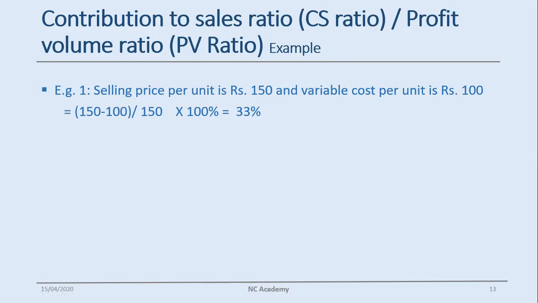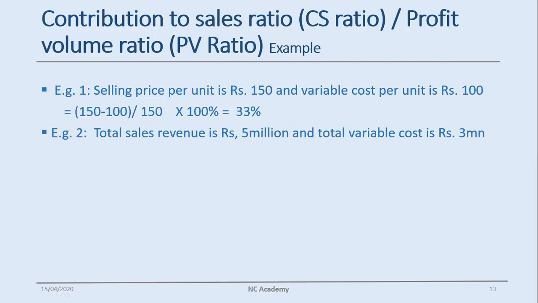Right? Next example. In this one, we don't have per unit data. Instead, we have total data. Your total sales revenue is 5 million and total variable cost is 3 million. So in this case, your contribution is 2 million. That 2 million as a percentage of total sales revenue of 5 million ends up being 40%.